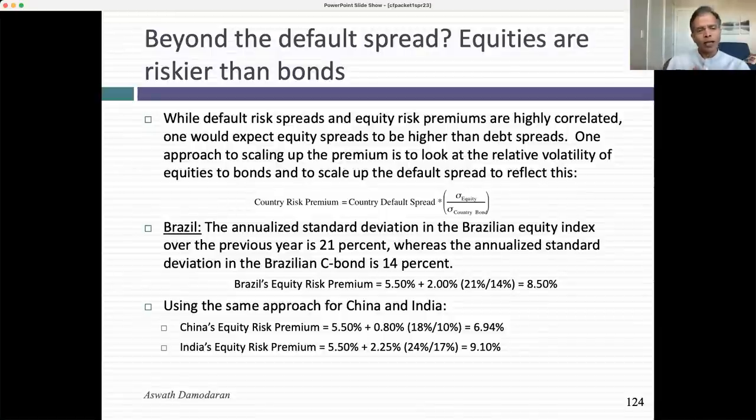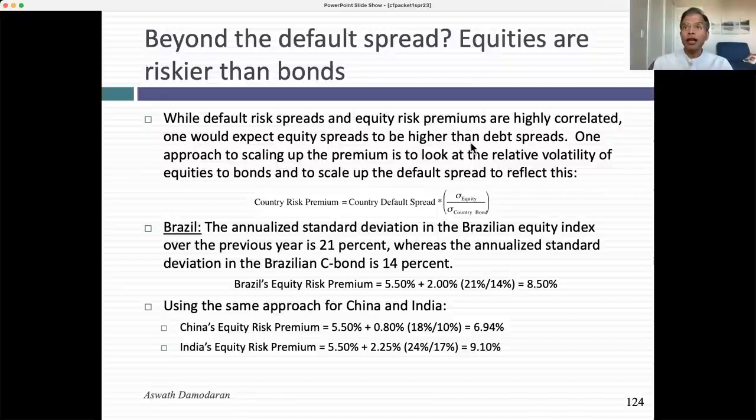Remember algebra problems from high school? You have a Brazilian government bond with a 14% standard deviation. What are you charging as a default spread? You're charging a 2% default spread for that bond. Now, let's assume equities are 1.5 times more risky than the bond, 21 divided by 14. The spread you would be charging for equity should be 1.5 times 2%, which gives me 3%. So all I'm doing is taking the banking approach, but instead of using the default spread, I'm adjusting the default spread upward for the fact that there's additional risk in equities.